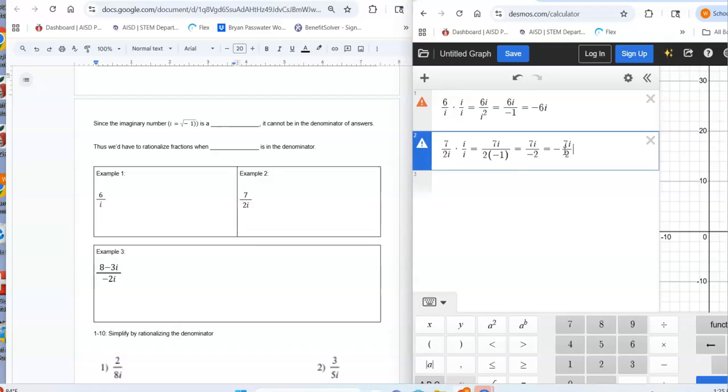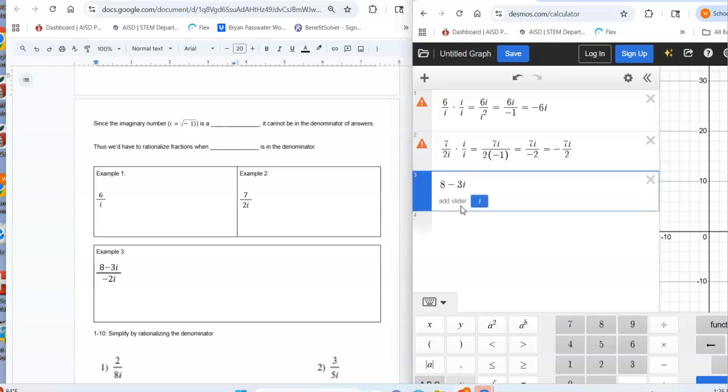Okay. Then in this example, we have 8 minus 3i over -2i. So i is in the numerator and the denominator. This is what the question says. Still, we're going to multiply times i over i. So that means everything gets multiplied times i. That 8 becomes 8i. Minus 3, and i times i is i squared, and we should know by now that's -1.